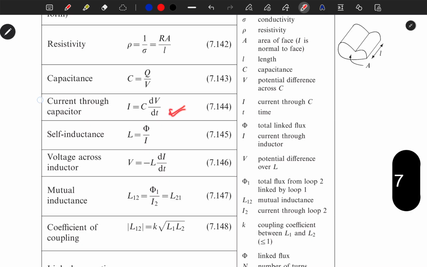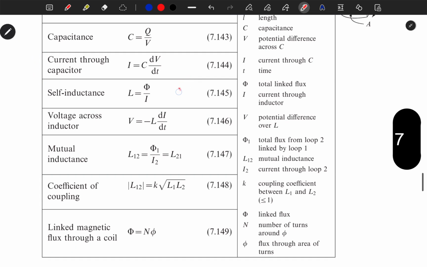So current through an inductor, self inductance: phi equal to L i, where L is the self inductance. The voltage across the inductance is equal to d phi by dt, equal to L di by dt. So d phi by dt equal to minus V. From that, V equal to minus L di by dt.